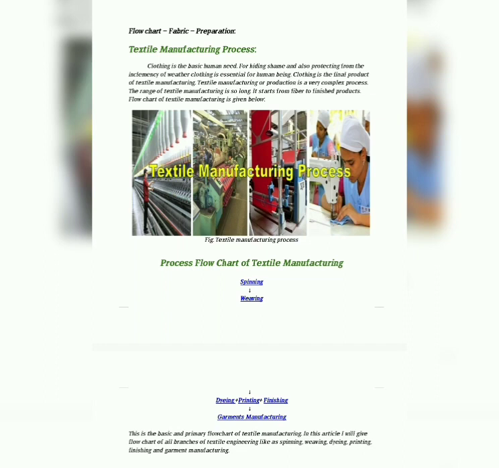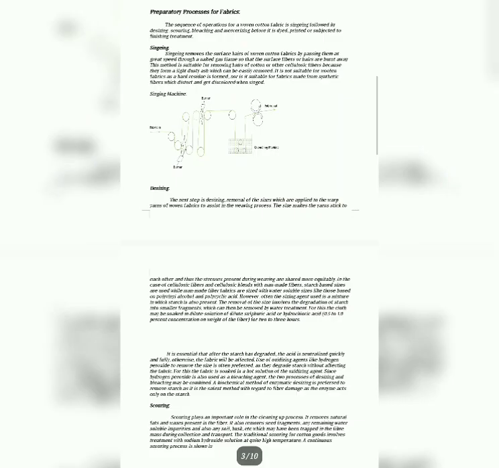Clothing is a basic human need for hiding shame and also for protection from the influence of weather. Clothing is essential for human beings. Clothing is the final product of textile manufacturing. Textile manufacturing or production is a very complex process. The range of this textile processing is so long. It starts from fiber to products and continues till the finished product. The flowchart of textile manufacturing is given below.